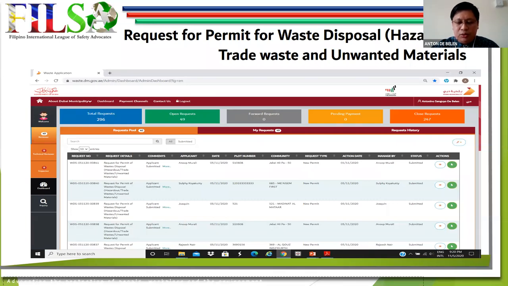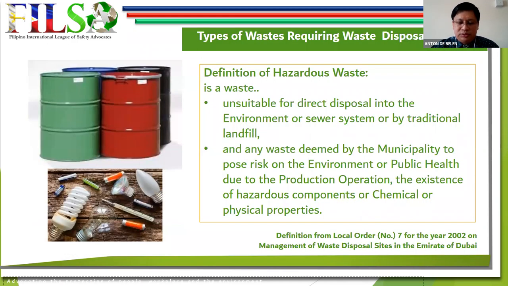So I'll just repeat that the waste which is not allowed for disposal through the system is domestic waste. Usually these come from toilets or from the communities, the household residences. Also the municipal solid waste, which is generated by households and residential areas. There are three categories for which we issue the waste disposal permit. First of all, we have hazardous waste. This is waste unsuitable for direct disposal in the environment, the sewer, or any traditional landfill, because there's a huge risk to the environment and public health.